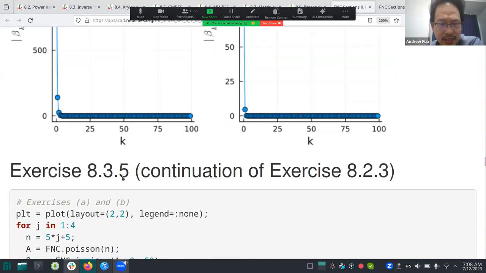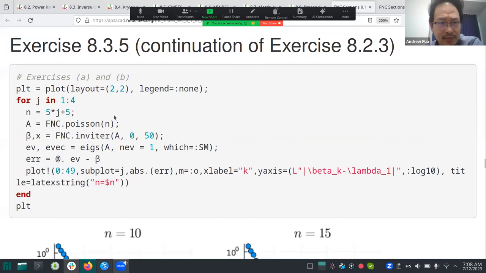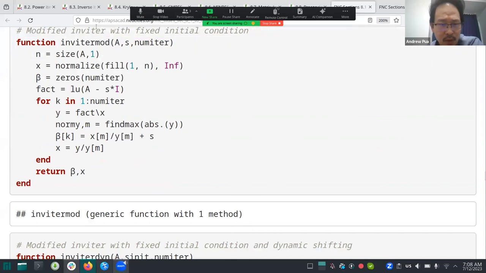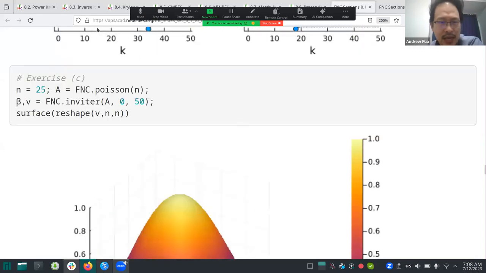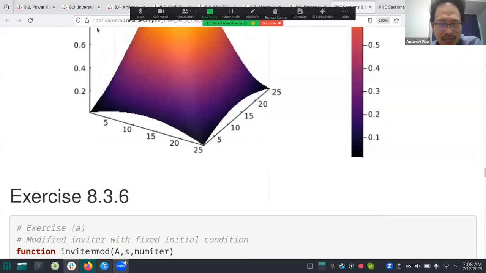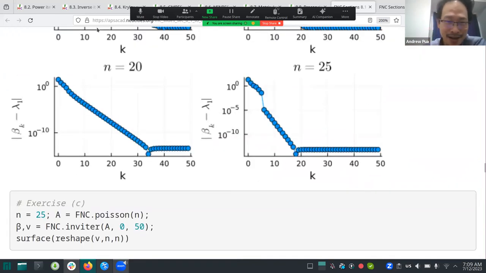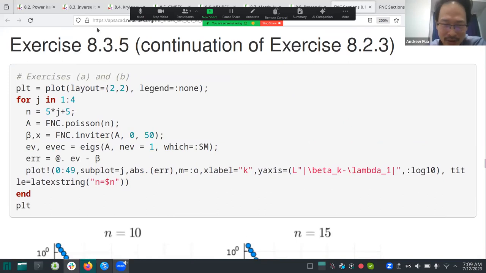Another exercise that might be interesting is exercise 8.3.6. 8.3.5 has this visualization. It might be interesting for you, but to be honest, it's a nice looking shape, but that's about it. I don't know anything else aside from that. And the rest is boilerplate, in the sense that you're asked to apply the inverse iteration command and then do some plots. Okay.